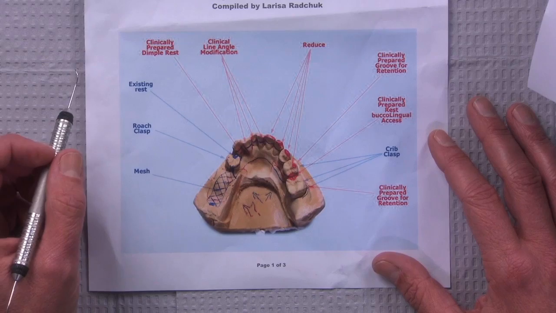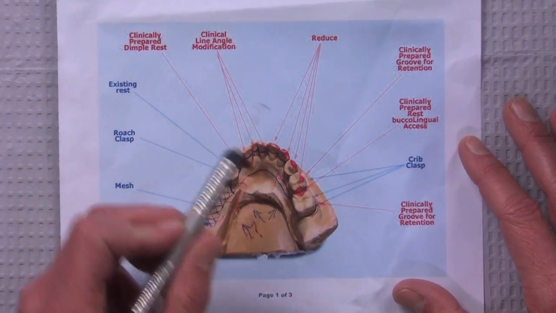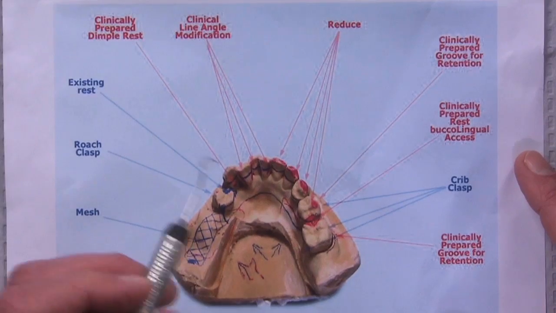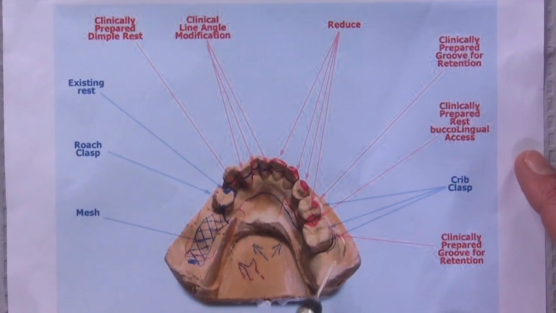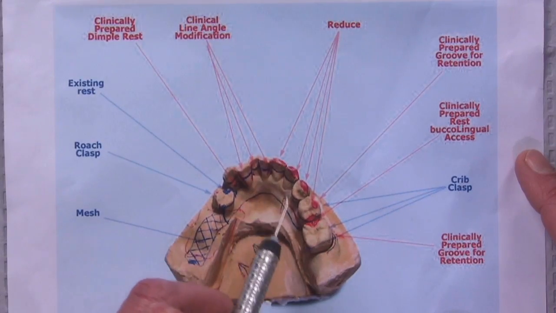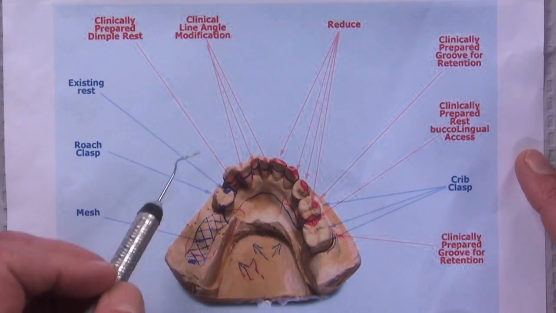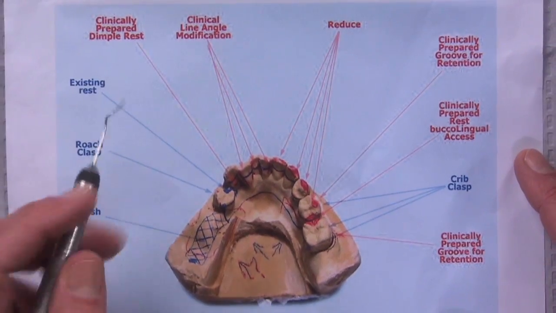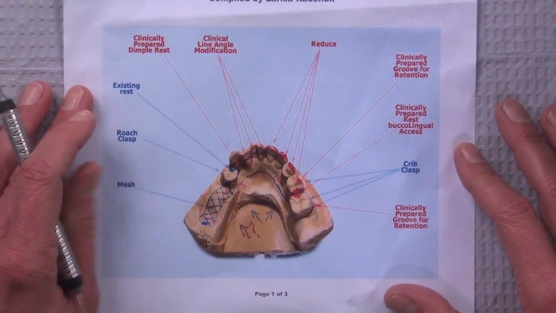And you can see some notes that were made here. We want some buccolingual rests that are being done here. We want to put a crib class here. We want to put a clinically prepared groove on this tooth to get some retention. You can see there's some spots here where they want the doctor to reduce to help level out the occlusion. And really it's just basically a recipe for how you want to treat this case.